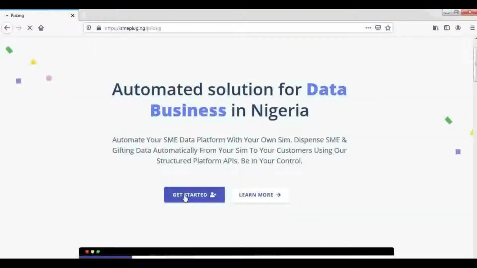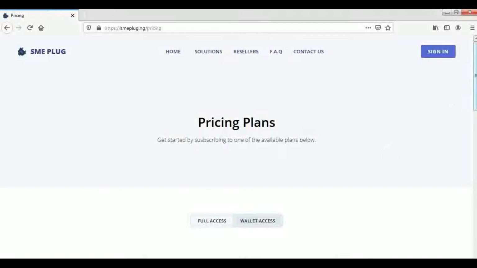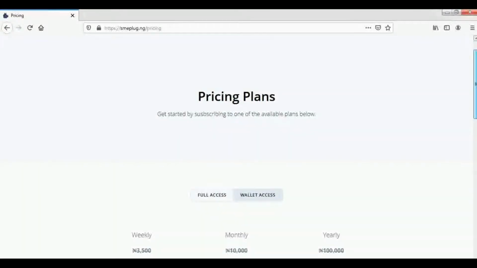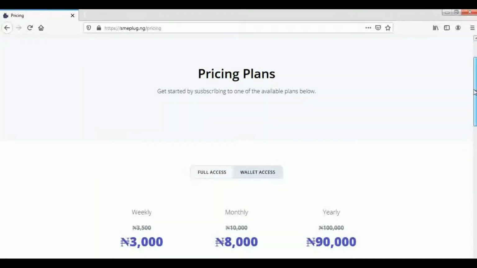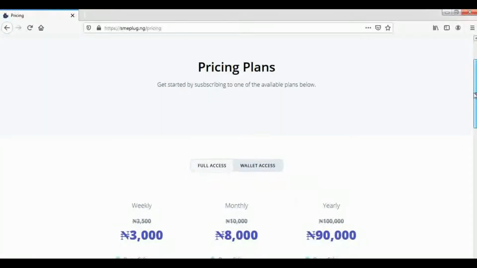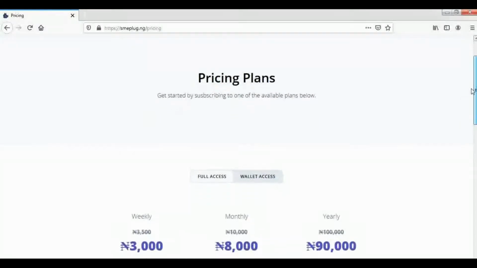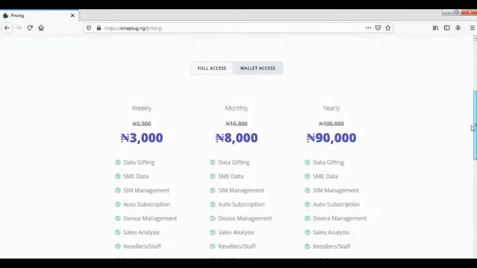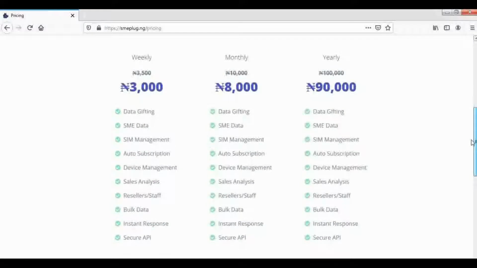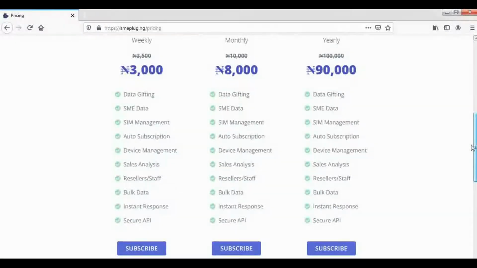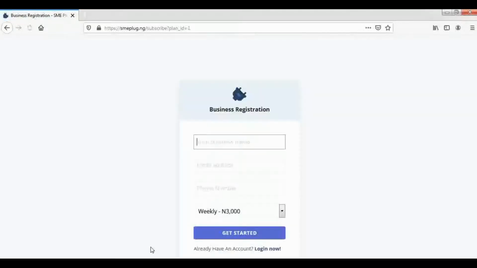To start, the data bundle business is very simple and very straightforward. There is a website that you can use to sell data. You don't need much capital. Once you log on to the website, with just a small capital of like 3,000 naira, or 5,000, or 10,000, based on how much you have at hand, you can use it to sell data on the website. The site is smeplug.ng.